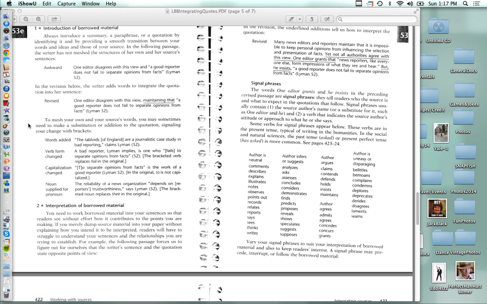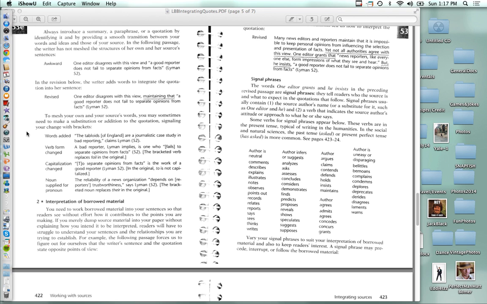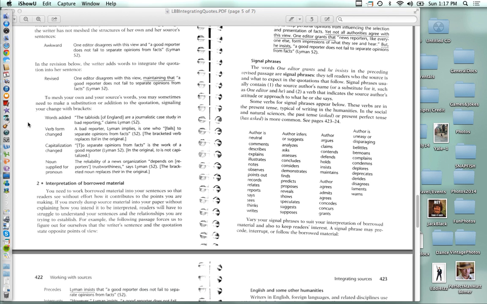To mesh your own and your source's words, you may sometimes need to make a substitution or addition to the quotation, signaling your change with brackets. And you might do this because you need to change the tense from past to present or present to past and so on. Adding words. The tabloids of [England] are a journalistic case study in bad reporting, claims Lyman. Now here we have the addition of England. These are extra words that have been inserted here. They go in brackets, and anybody who knows MLA style knows that words in brackets means that you added something for clarity. Now, comma, claims Lyman.